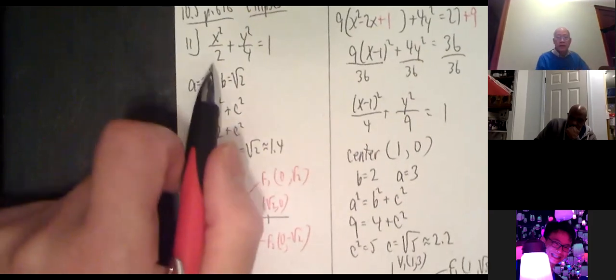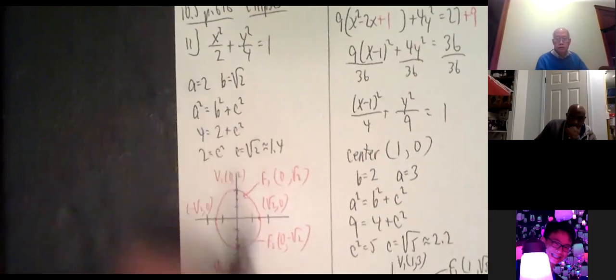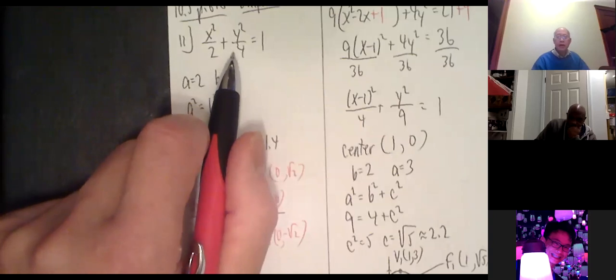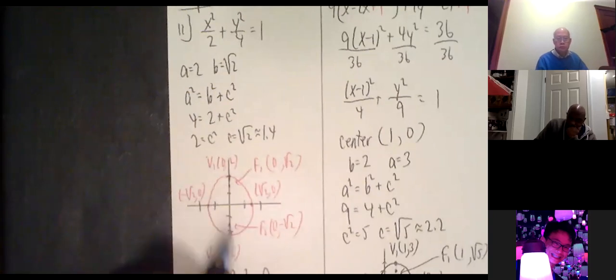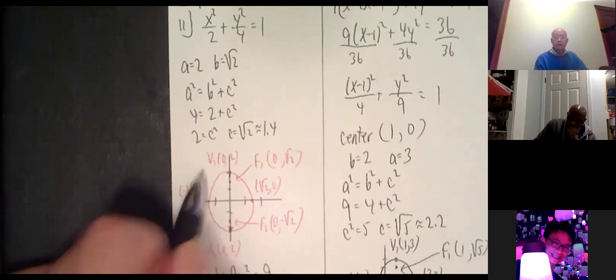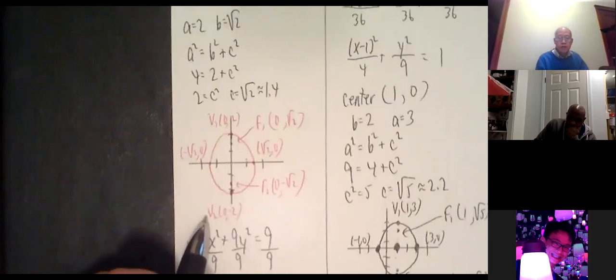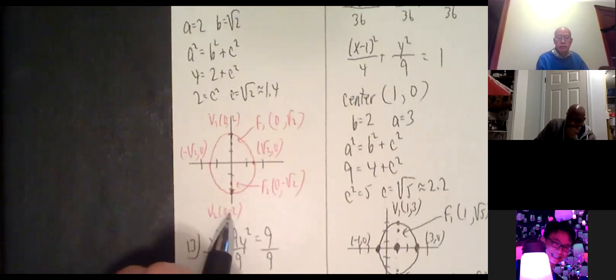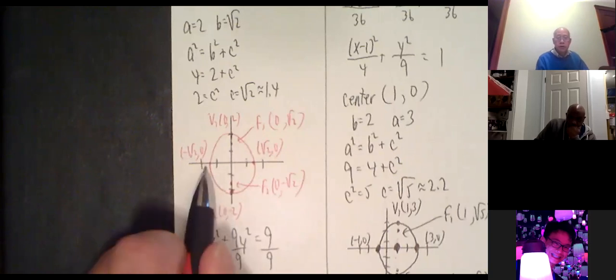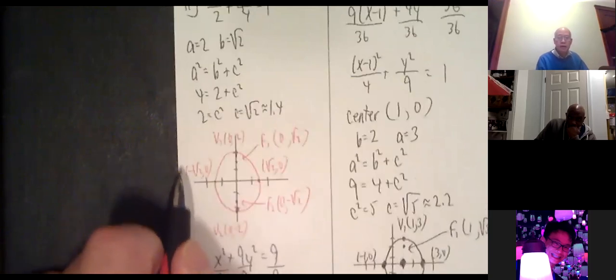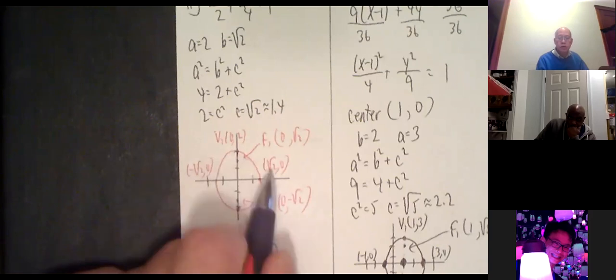Left and right, square root of 2, so 1.4, 1.4. Up and down, 2. So the vertices: V1 is 0, comma 2. V2 is 0, comma negative 2. What do we call the endpoints of the minor axis? Don't call them anything. We can label them as negative radical 2, comma 0, and positive radical 2, comma 0, about 1.4.